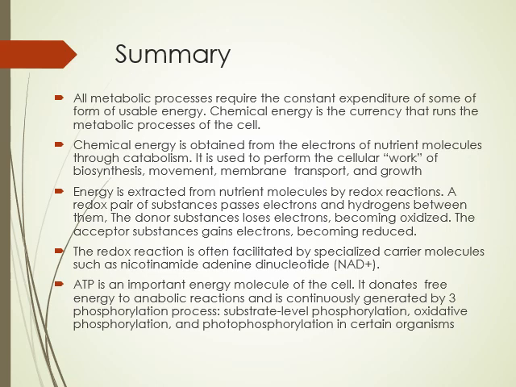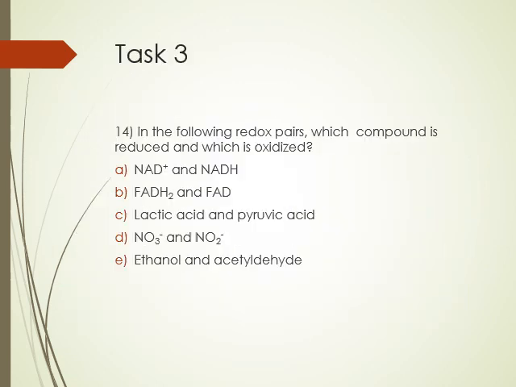So you've learned about redox reactions. Redox reactions are often facilitated by specialized carrier molecules such as NAD+. And finally, ATP is an important energy molecule of the cells. It donates free energy to anabolic reactions and it's continuously generated by three phosphorylation processes: substrate level phosphorylation, oxidative phosphorylation, and photophosphorylation. Okay, so that's all for the topic of metabolism.